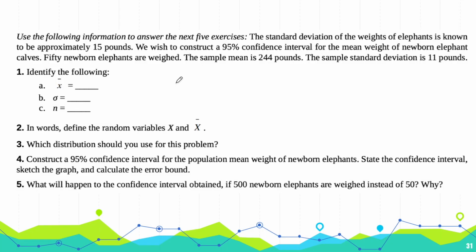Let's use the following prompt. The standard deviation of the weights of elephants is known to be approximately 15 pounds. We wish to construct a 95% confidence interval for the mean weight of newborn elephant calves. 50 newborn elephants are weighed. The sample mean is 244 pounds. The sample standard deviation is 11 pounds.